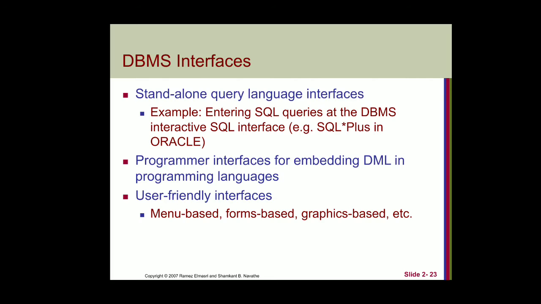Now we will see about the DBMS interfaces. The interfaces are the medium through which we can get the information from the database. Here basically we have three kinds of interfaces. One is the standalone interface, then we have the programmer interface, the interface which is used by the programmers. Then we have the user-friendly interface for the normal people.